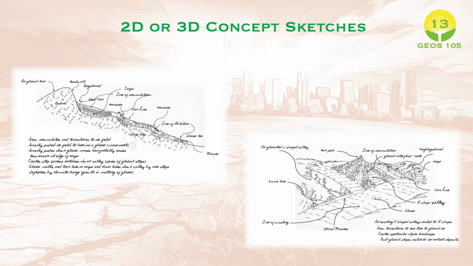Concept sketches can be drawn as two-dimensional or as three-dimensional. Although most concept sketches are simplified cross-sections, it might be more appropriate, in certain situations, to draw concept sketches that are map views or 3D perspectives. The figure on your computer screen shows 2D and 3D concept sketches of glacial processes.